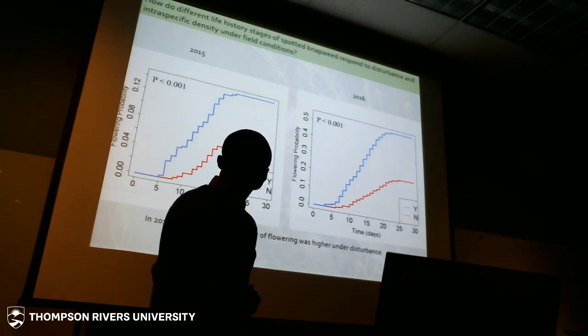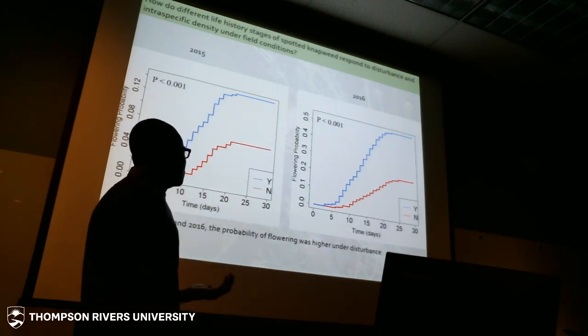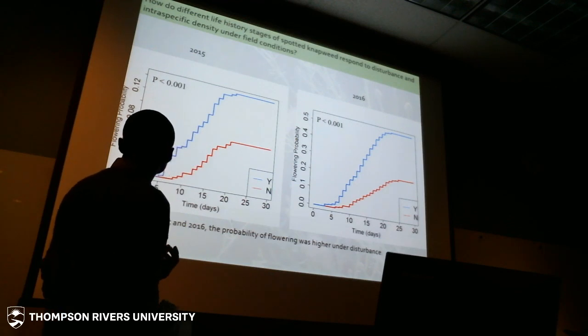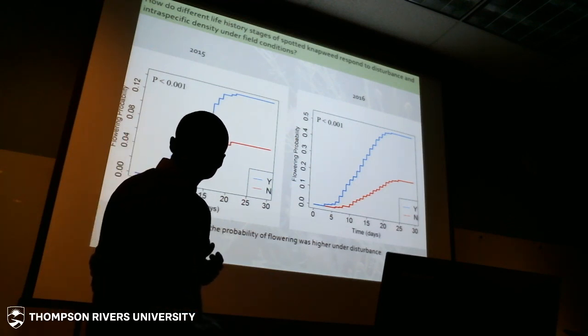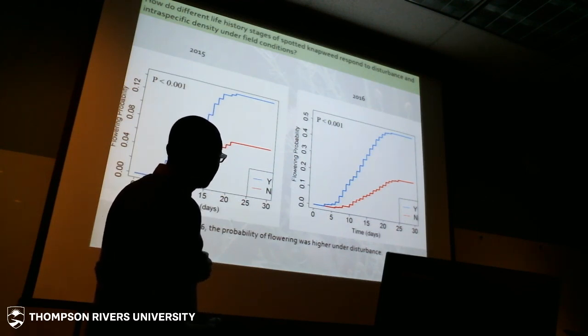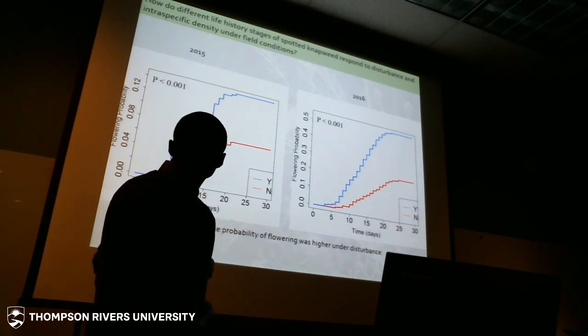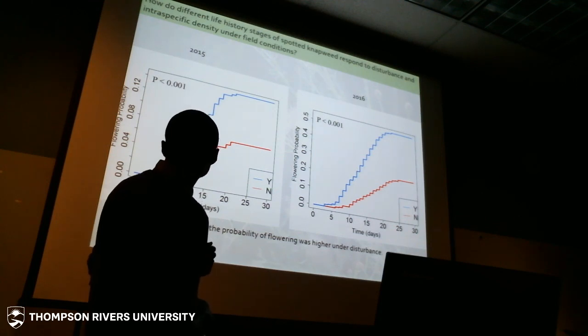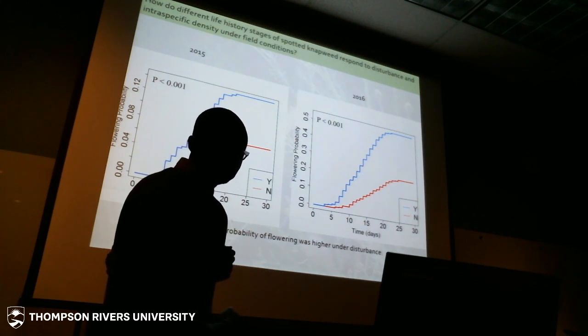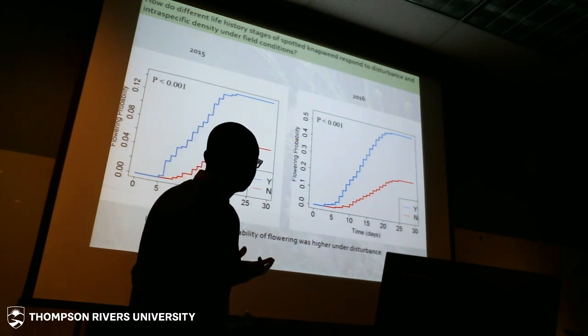So I also had survival plots for flowering probability. And so the probability of flowering was also very high for the plants in the disturbed plots in 2015 and also in 2016. The axis here is different. In 2015, just about 10% of plants in total had flowered, while by 2016, about 40% or thereabouts flowered.